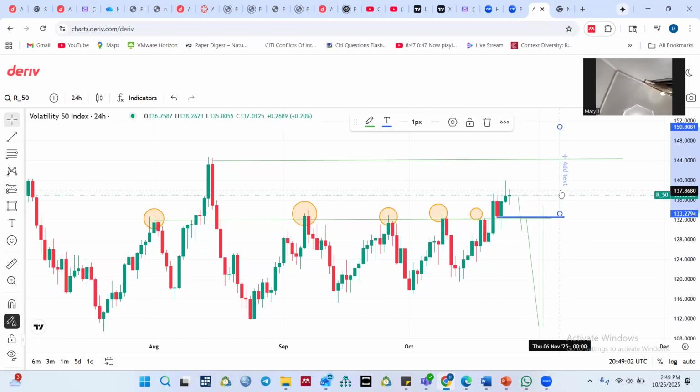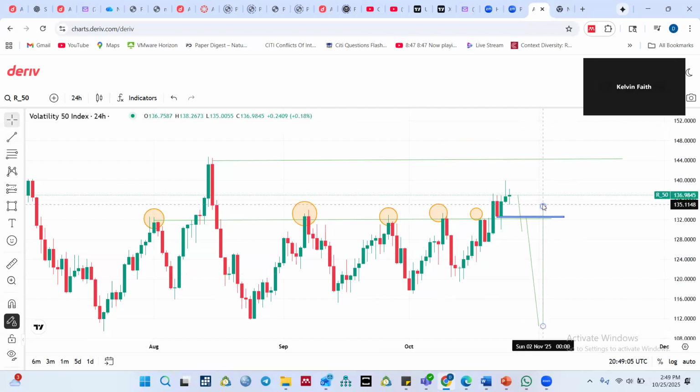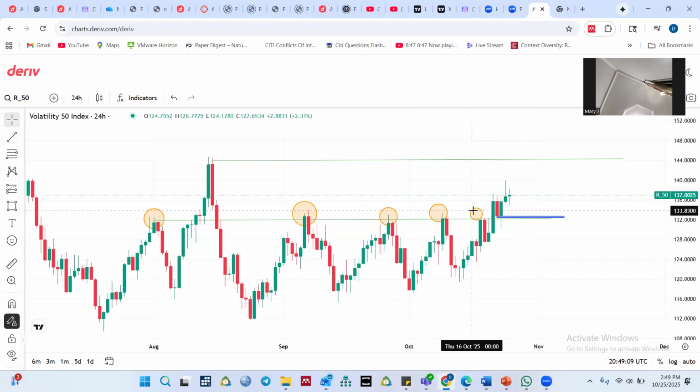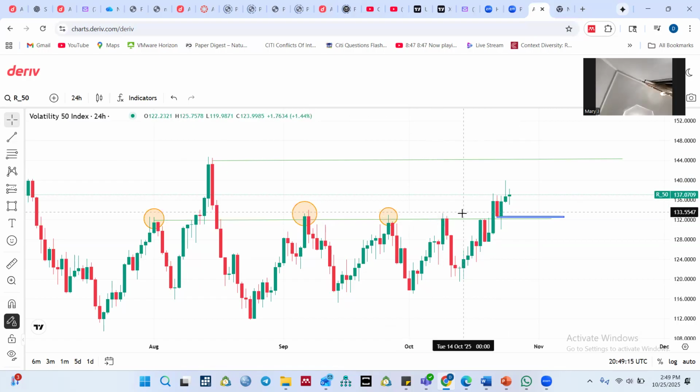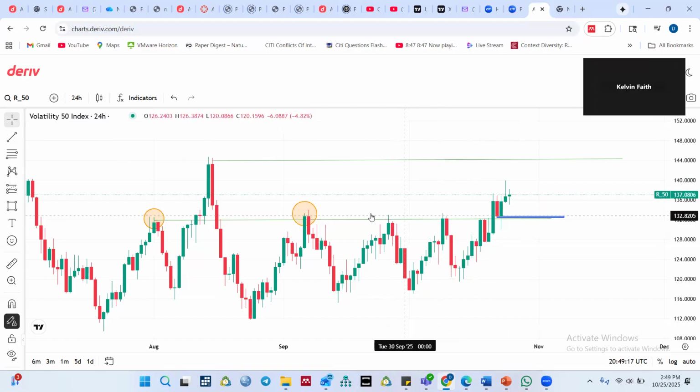So this is what could happen or what it can do. Okay. So now let's go to the lower time frame and really see is price likely going to give us a bearish move.